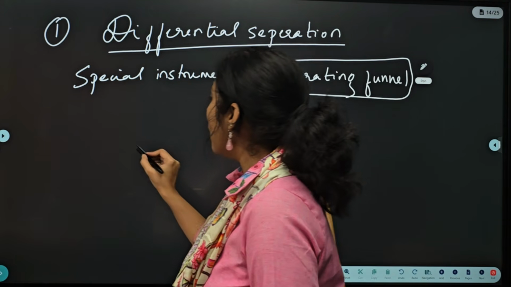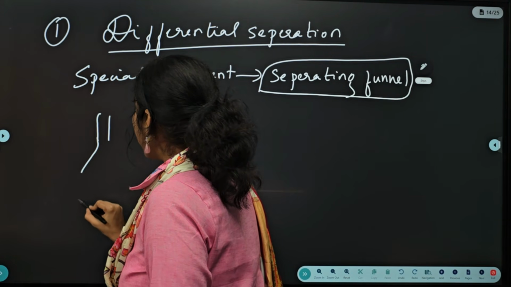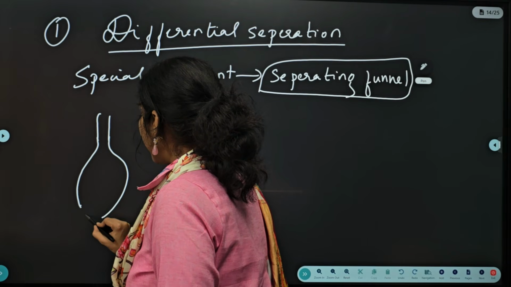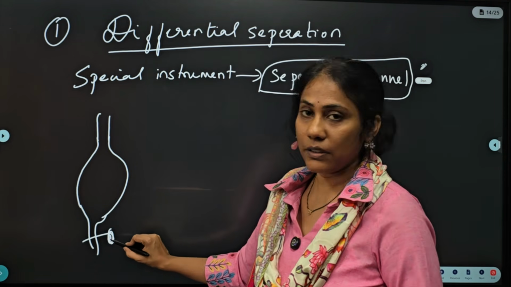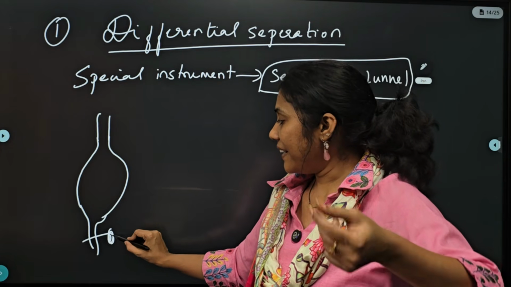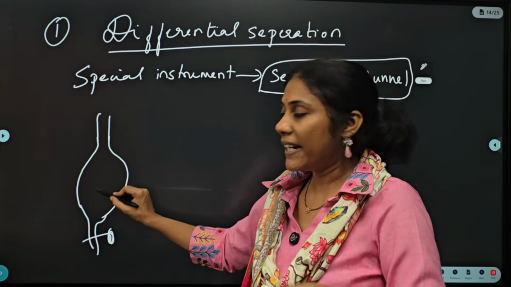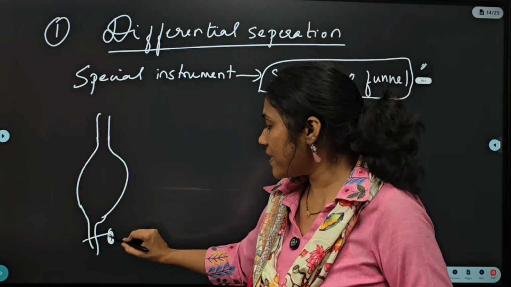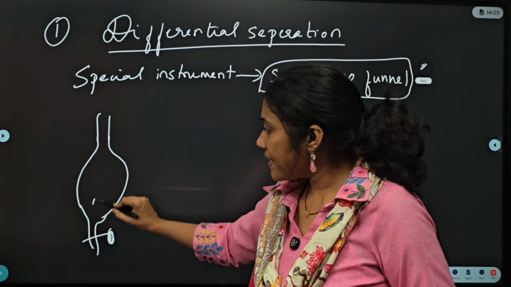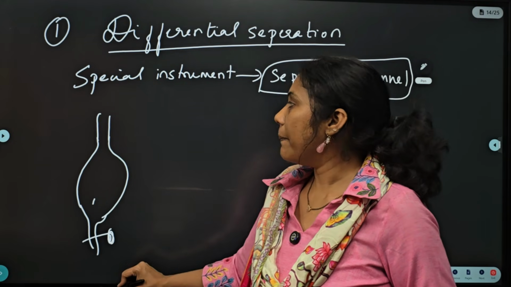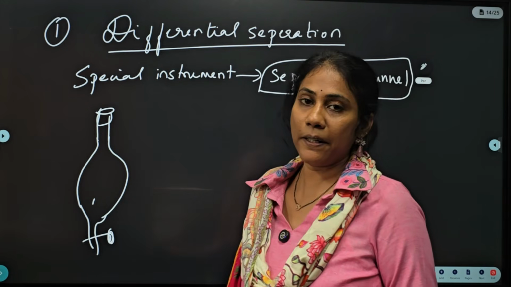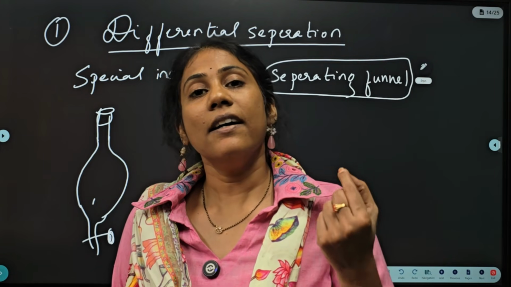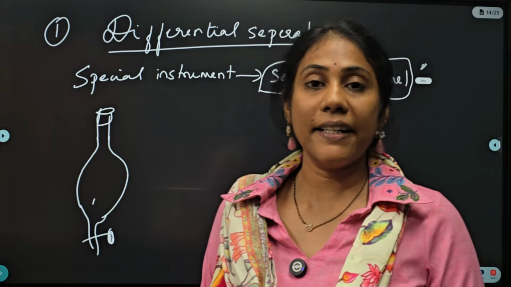Okay, right? So how does this separating funnel look? This is how it looks. It will have a stop knob. If you tighten it, the knob gets closed, and as you loosen it, the contents in the separating funnel will come down. And there is a knob on the top. This is made of glass, and this simple instrument is called a separating funnel.